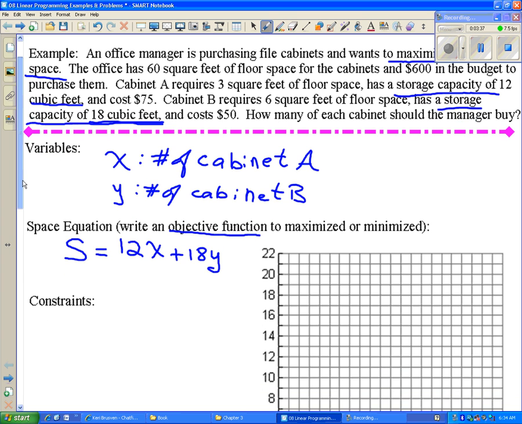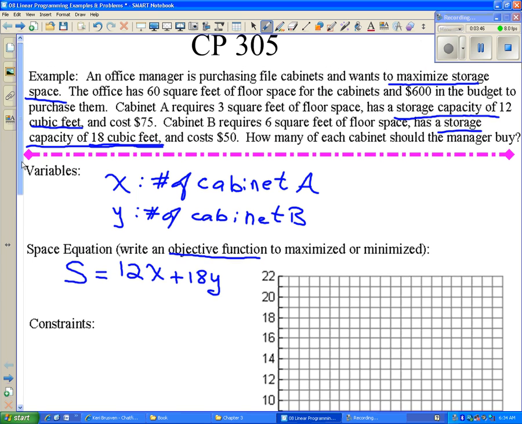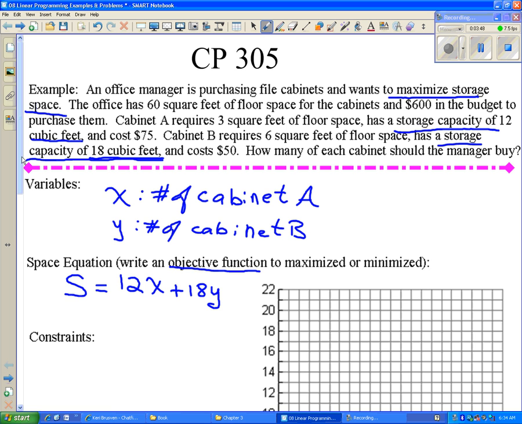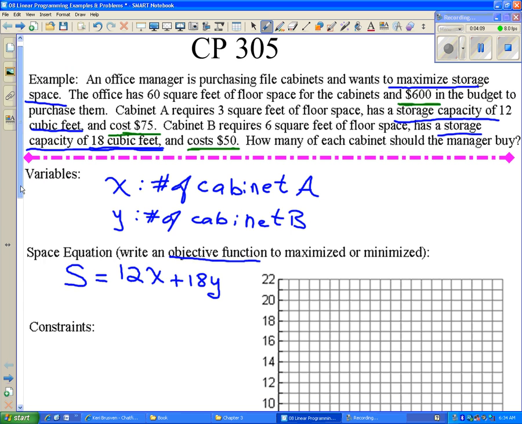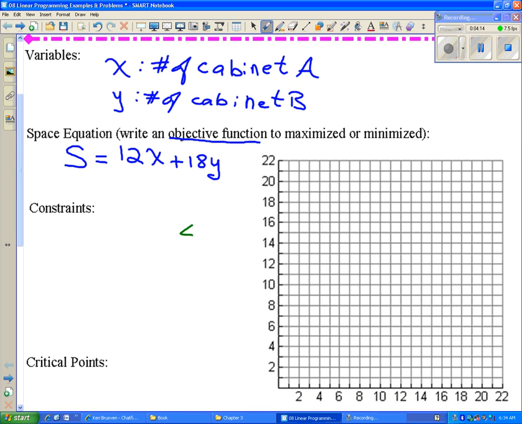How am I limited when it comes to purchasing my cabinets? What limits my cabinets? Those are my constraints. So my first constraint, let's talk about money. I have $600. Cabinet A costs $75 and cabinet B costs $50. So one of my constraints tells me that I can purchase up to and including $600 worth of cabinets.